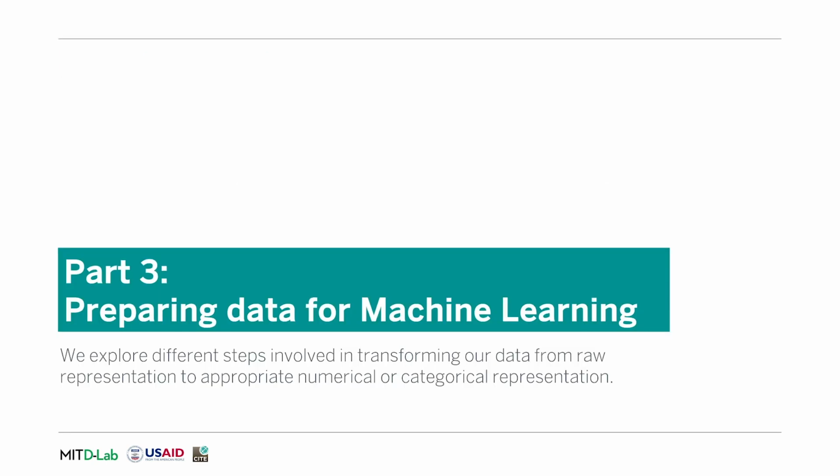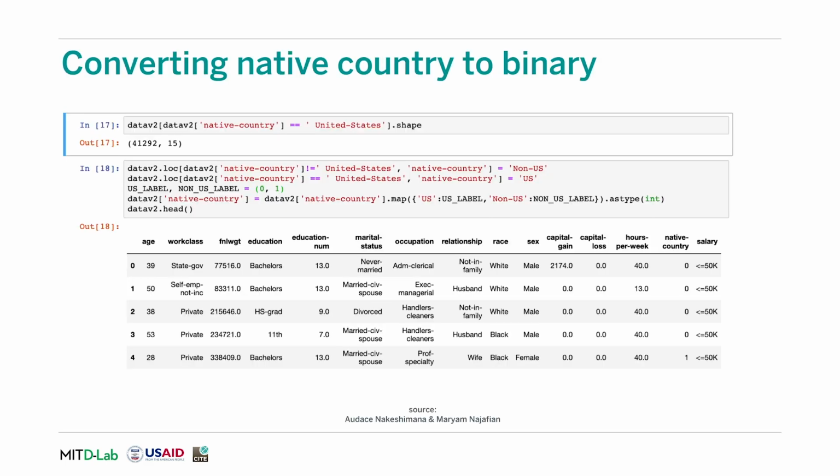In the third part of this module, we are going to explore different steps involved in transforming our data from raw representation to appropriate numerical or categorical representation in order to be able to perform machine learning tasks. An example of transformation to be made is the conversion of native country from raw representation to binary.